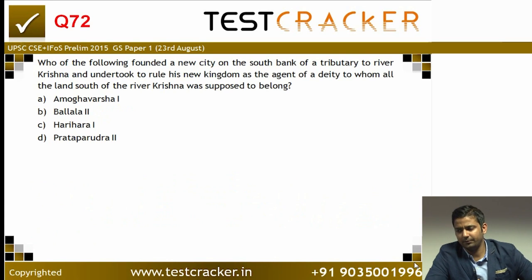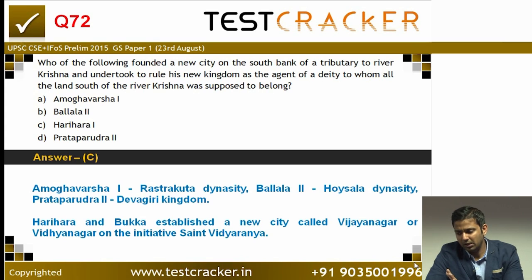Now, this is a difficult question unless you are really good at ancient history or you know about each of these rulers, right. So, it is talking about a ruler who founded a new city on the south bank of a tributary to river Krishna, which probably gives you a hint, and undertook to rule his new kingdom as the agent of a deity. And he said so. He said the land belongs to the deity, and he is ruling in the name of that deity. The answer in this case is Harihar, right.